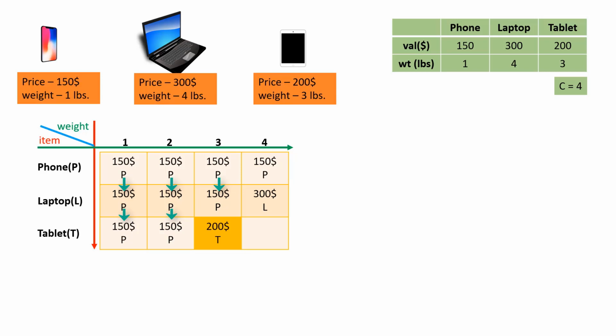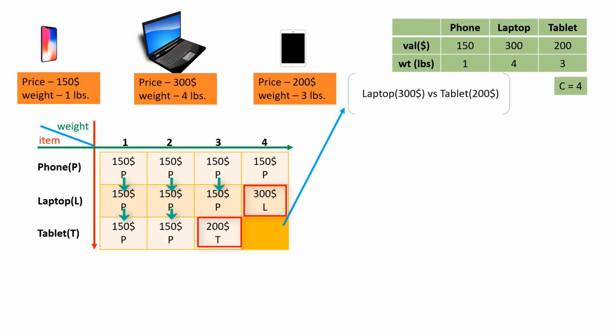For the next column, we have a knapsack of capacity 4. For the tablet row, what is the tablet cost? $200. And what is the maximum profit we were able to achieve in the above row? $300. So which one should we choose? $300, right? But here is the twist, guys. To fill this value, now we have two options. Either we can take the $300 laptop or we can take the tablet here. So we have to choose very wisely which one we are going to take.